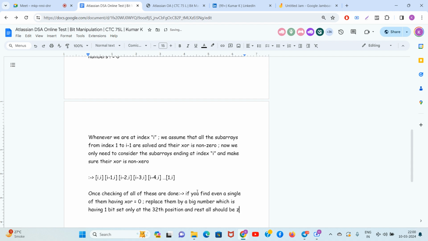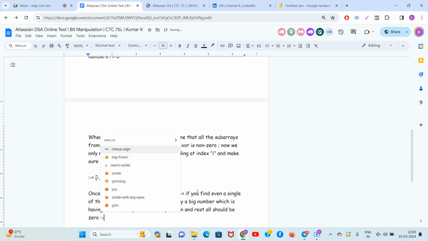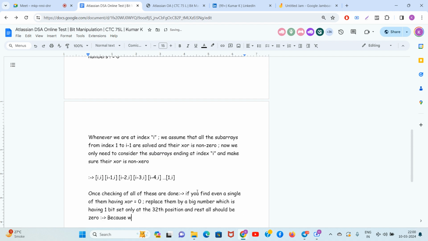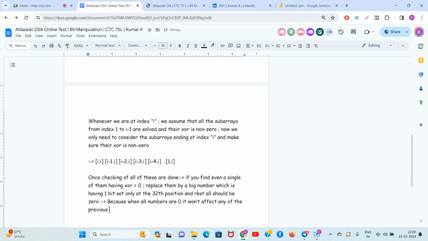Guys, can anyone tell me why this works? Because when all the numbers are 0, it won't affect any of the previously correct subarrays.